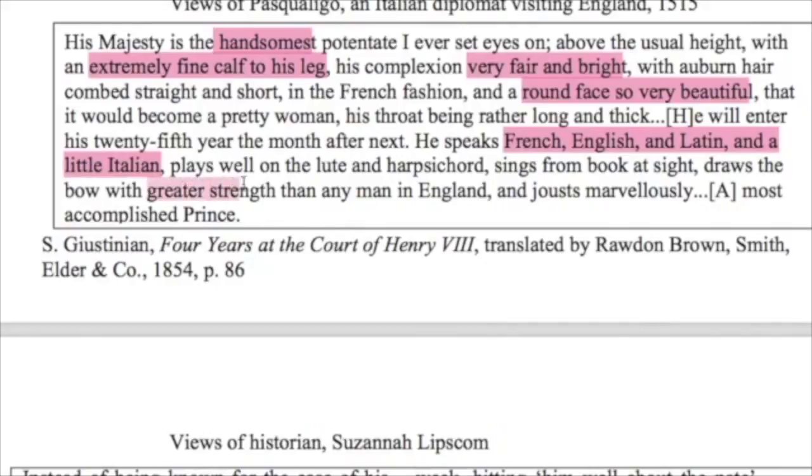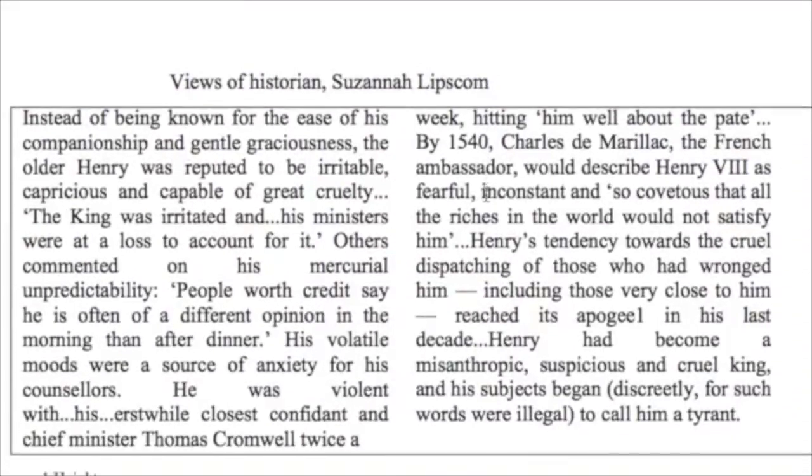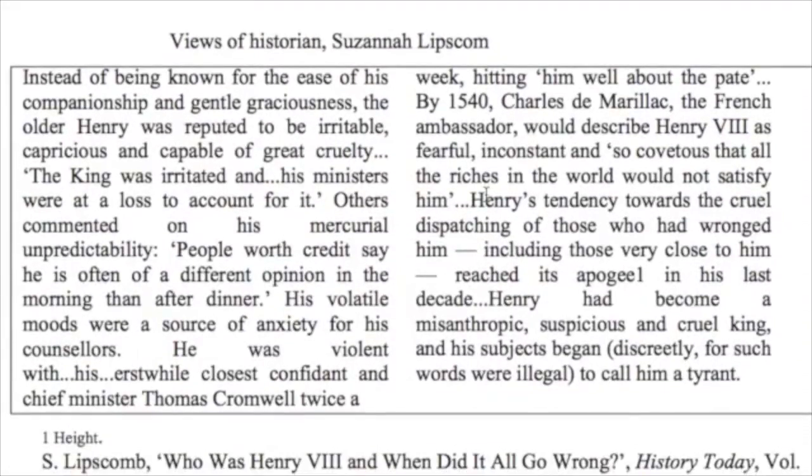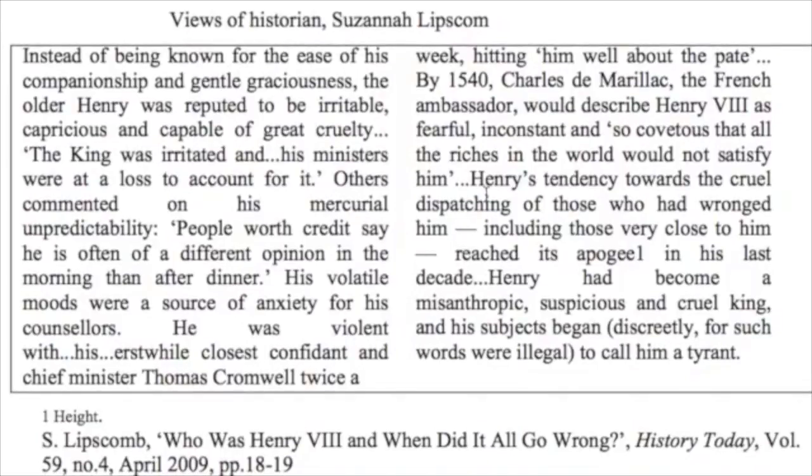Now that's probably a little bit of an exaggeration, but this guy actually just wanted to present Henry VIII as a very positive, beautiful, good-looking man. He probably didn't want Henry VIII offside, because if he did, then his government wouldn't appreciate him. On the other hand, however, is this description of Henry VIII that has been given by a historian later.